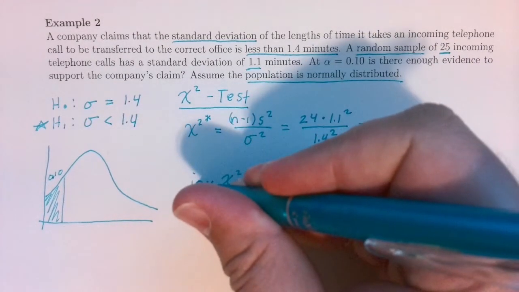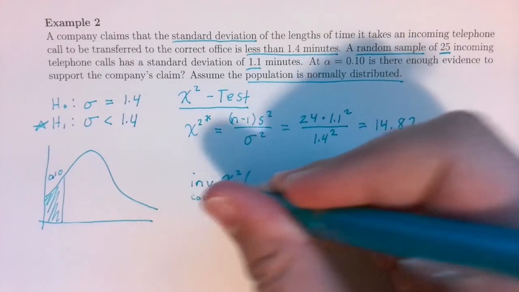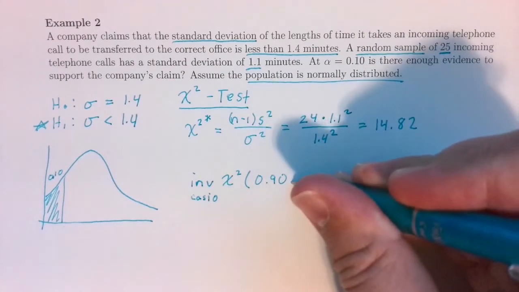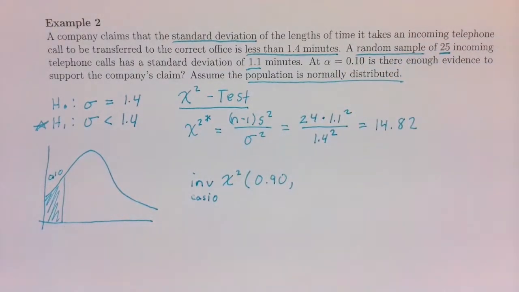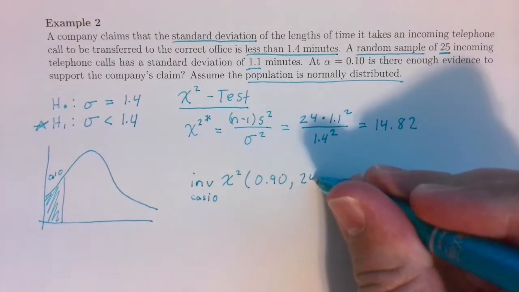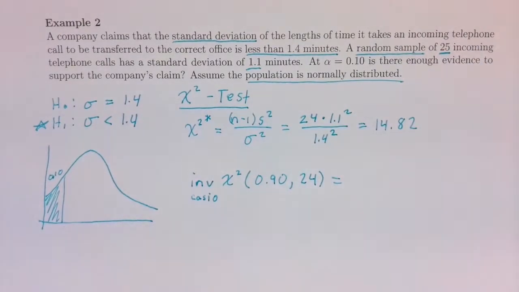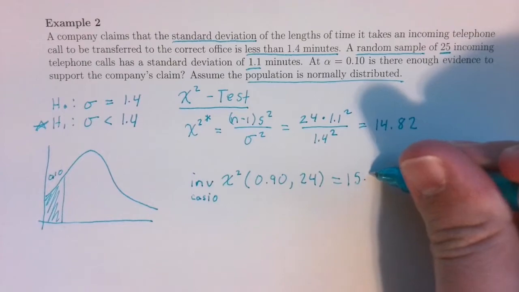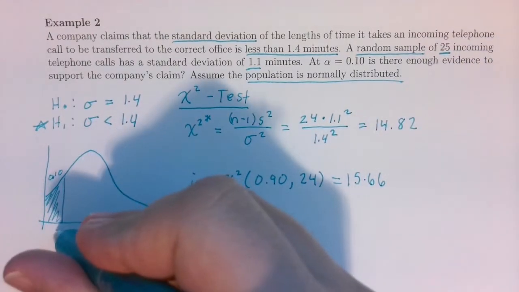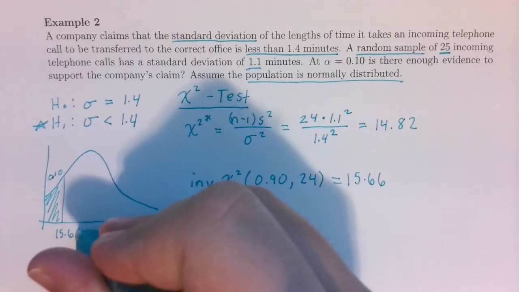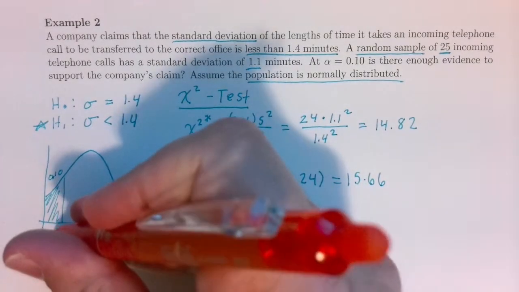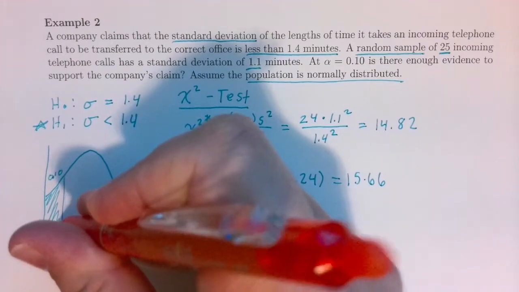And I will use the Casio directions for these notes. So that's 0.90, comma, and then you need degrees of freedom, which is 24. When you do this on your calculator, you should be getting 15.66. So this cutoff value is 15.66. Our test statistic, 14.82, falls right there.